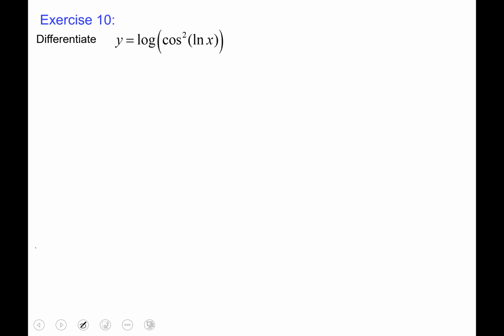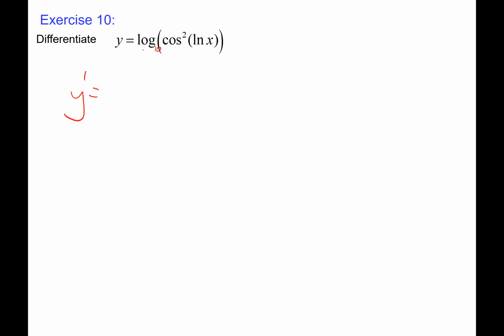Again, my note is no product rule, because we have a logarithmic function of cosine squared, and cosine squared of ln of x. As you may notice, natural log of x is an angle of the trigonometric function. If the base is not written, we remember it is 10.